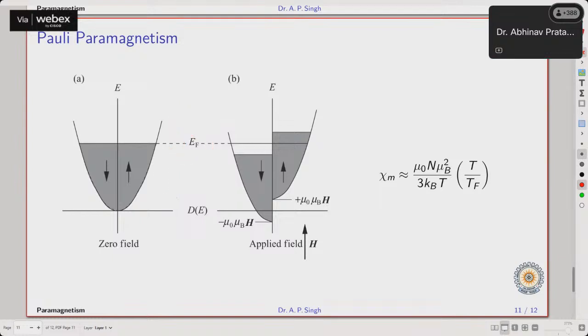This is when you have not applied any magnetic field. That means I am talking about the zero field. Here you have both kinds of electrons: you have spin down electrons and you have spin up electrons. Now what happens when you apply a magnetic field? Here there was no magnetic field, but now you have applied a magnetic field. So when you apply the magnetic field, then you remember this expression.